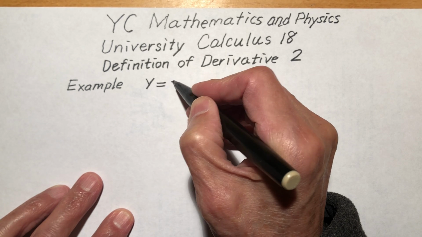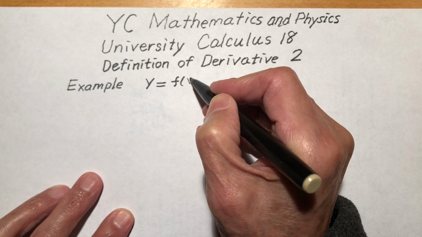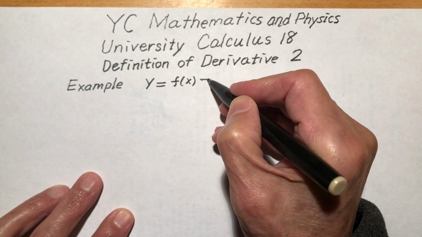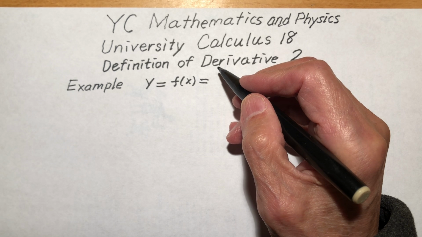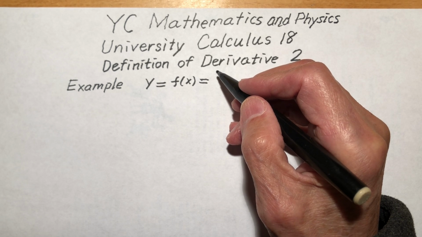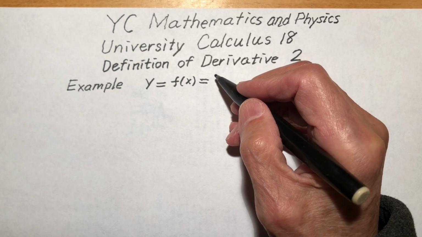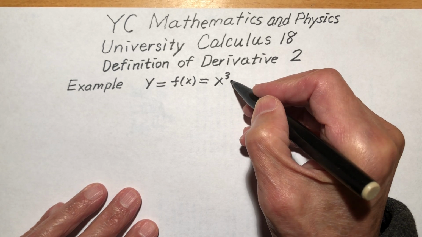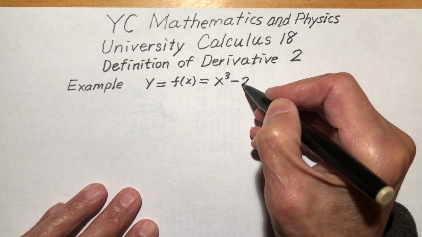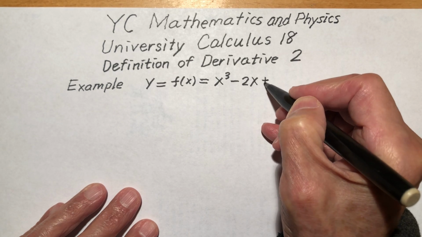y equals f of x equals x cubed minus 2x plus 7.